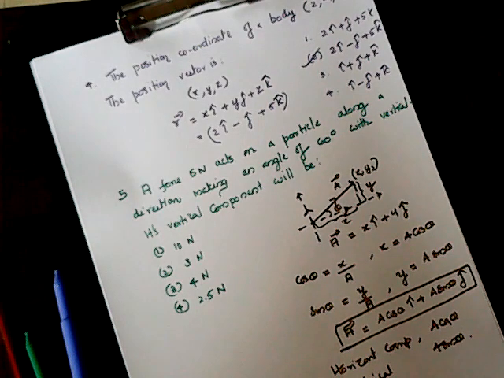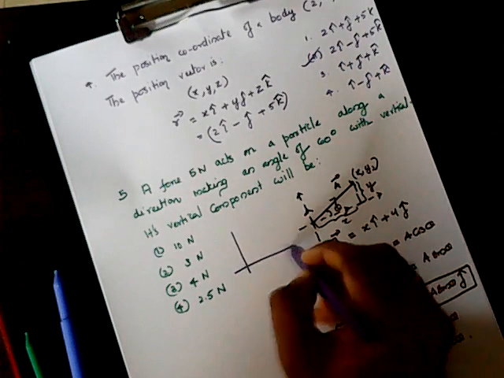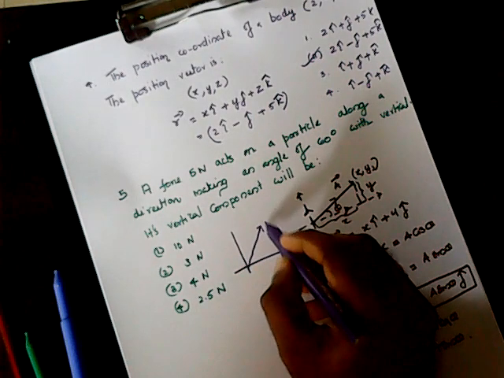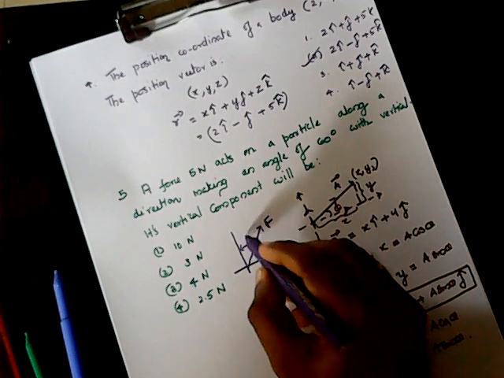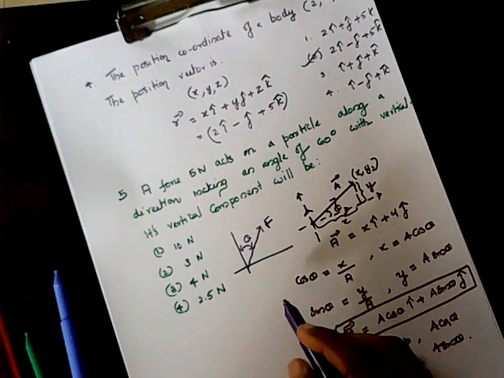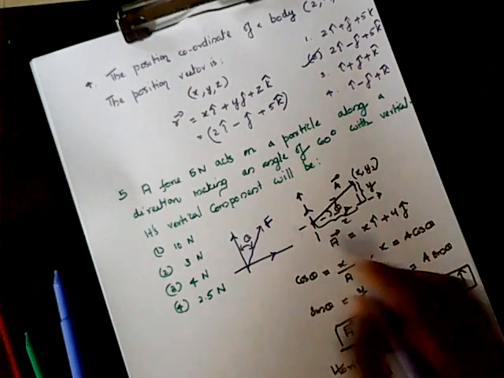But the case is entirely different if we are dealing with the angle that, say, F subtends, an angle theta with respect to vertical. And there also we can split into two components.